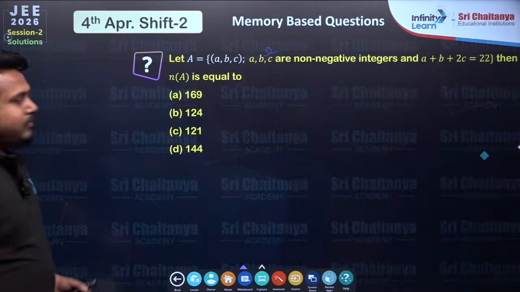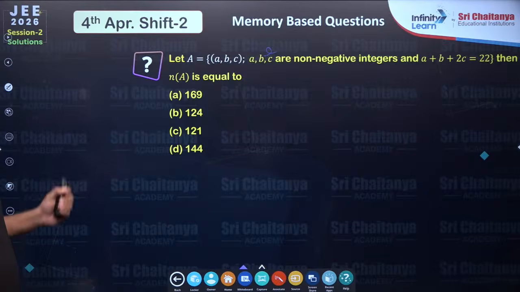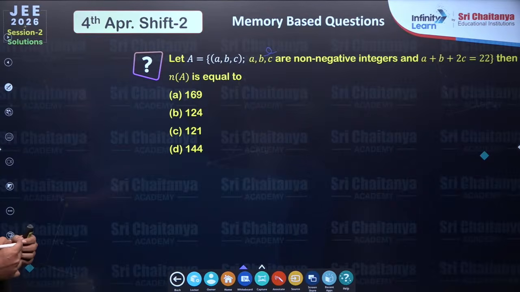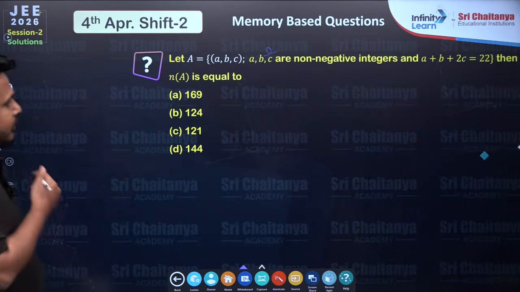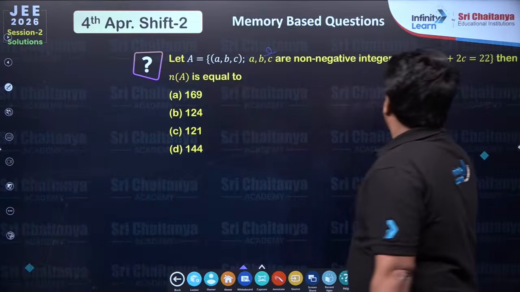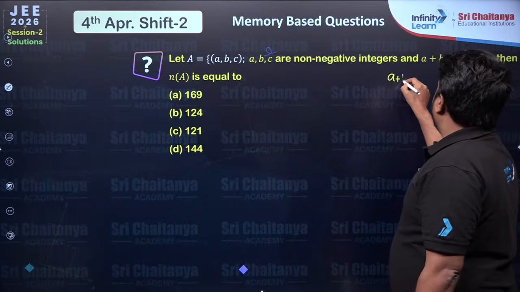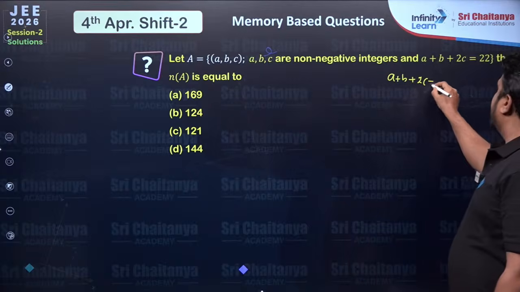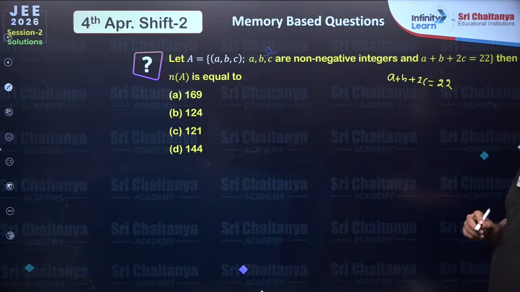Now in this problem, if you guys see, we are given that A is a collection of ordered triplets ABC such that ABC are non-negative integers and A plus B plus 2C is equal to 22. Then we have to find how many such ordered triplets we can have, right? So if you see here, we are given A plus B plus 2C is equal to 22, right?